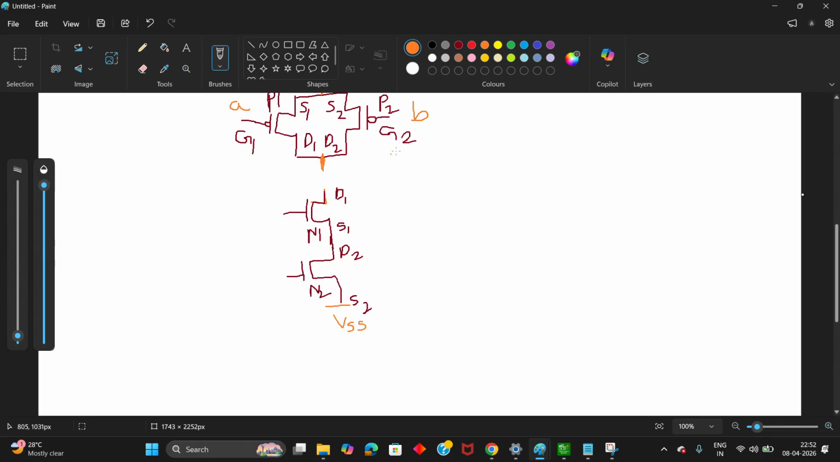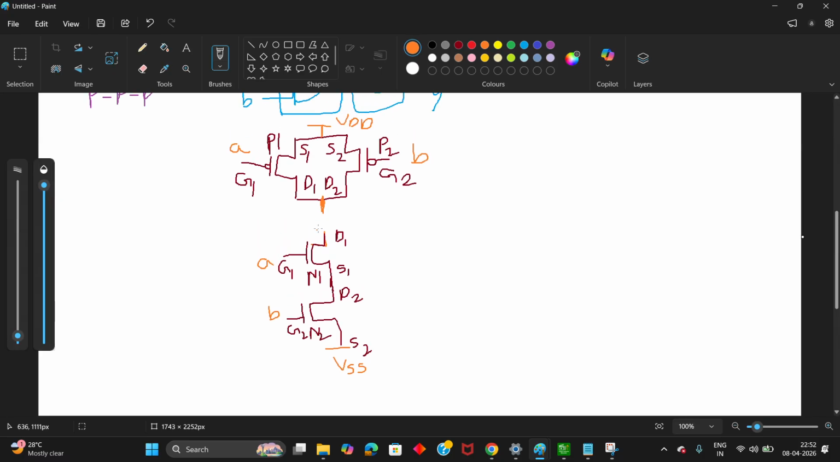Now what about gate 1 and gate 2 of NMOS N1 and NMOS N2? For these terminals also we are going to apply our two inputs. For one terminal we apply our first input, and for the other terminal we apply our second input. Now what about this drain? Simply we join the drains of the pull-up network and the pull-down network. From this common point we take the output. This is the output of the NAND gate, right?